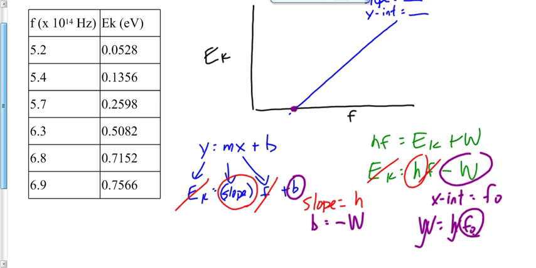That make sense, Nick? Sorry, say it again. Sorry, I didn't understand that. Oh, okay. So how do I know to replace y with EK instead of y with f? Okay, because the y-axis is EK and the x-axis is f.